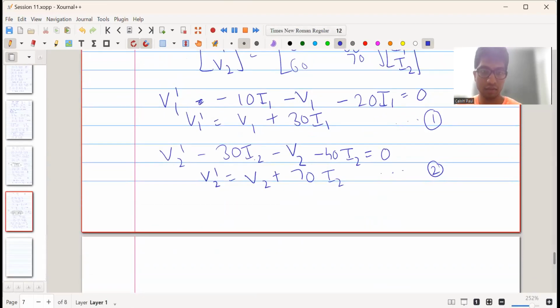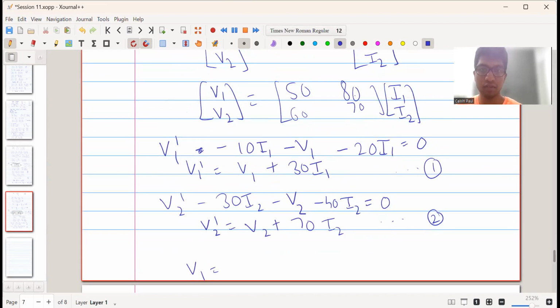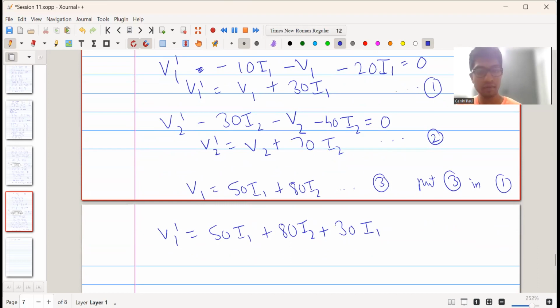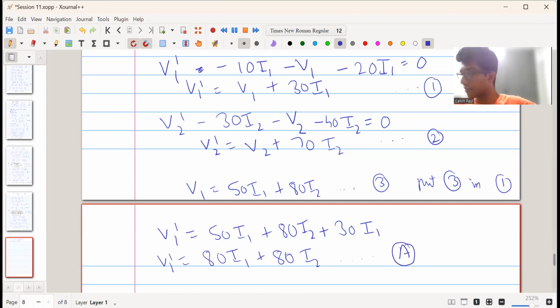Now we know V1 is equal to 50 into I1 plus 80 into I2 from the matrix. This is equation 3. So we put equation 3 in equation 1 and we get V1 prime is equal to 50 into I1 plus 80 into I2 plus 30 into I1. Or we write it as V1 prime is equal to 80 into I1 plus 80 into I2, and this we will write as equation A.